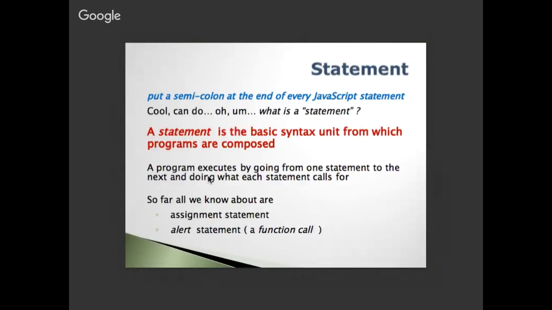A statement is a basic syntax unit from which programs are composed. A program executes by going from one statement to the other in order from top to bottom. So far, all we know about are the assignment statement, which we've talked about, and an alert statement that we'll use in just a moment, which is a function call. An alert statement is kind of like a message box in other languages. It pops up what you want it to say, whether a string or an input from a user, wherever it might be.